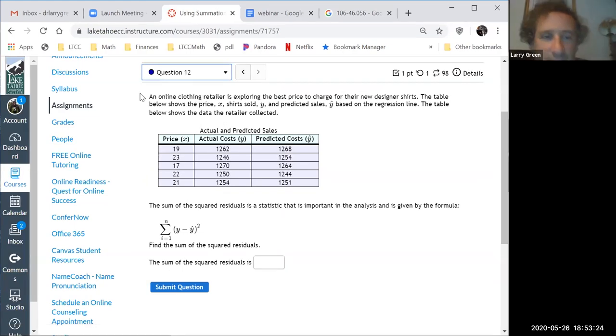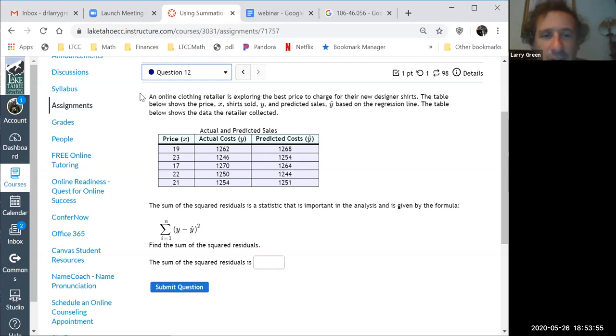All right, so let's read this. Okay, an online clothing retailer is exploring the best price to charge for their new designer shirts. The table below shows the price X, shirts sold, and Y, predicted sales. And the way you read that is Y hat, based on the regression line. The table below shows the data the retailer collected, and there's all this data.